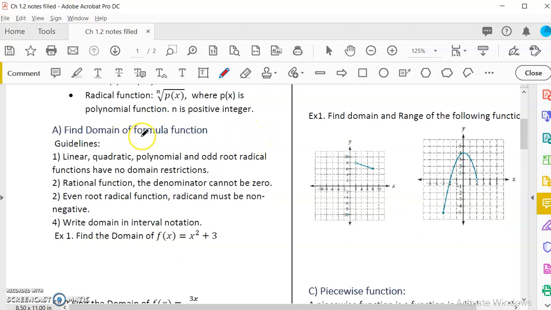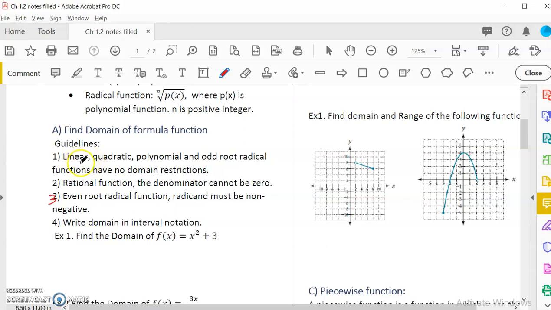So how do I find the domain of a formula function? If someone gives you a formula as a function, f of x equal to blah, blah, blah, how can you tell what x makes sense? What are all the possible inputs? Because domain means all possible inputs, right? So what's the guideline for a question like this, finding the domain of a formula function? First is the easy one. Oh, this is 3.